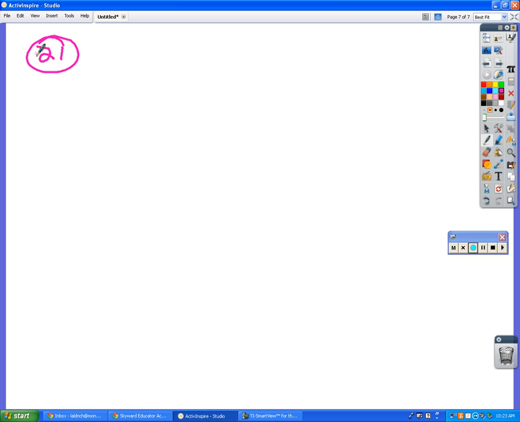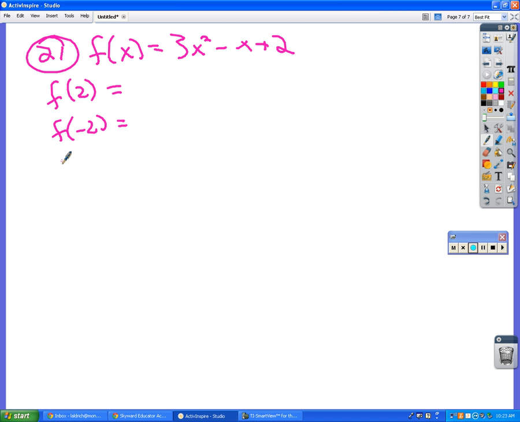21 says, I don't need the test. f of x is, it's on page 22, f of x equals 3x squared minus x plus 2. We're going to find a whole bunch of things. I don't need that part. If you want to start from f of a plus 1, I need you to start at the beginning.